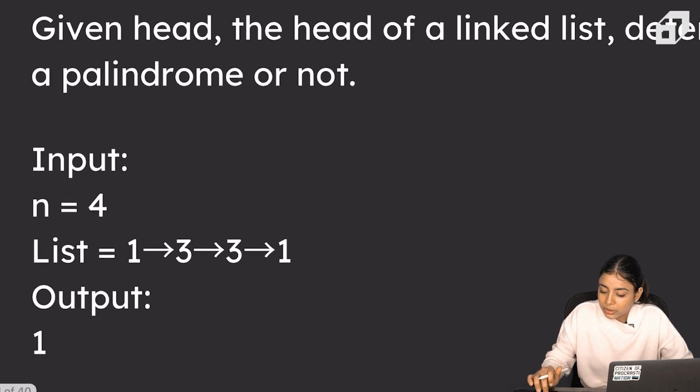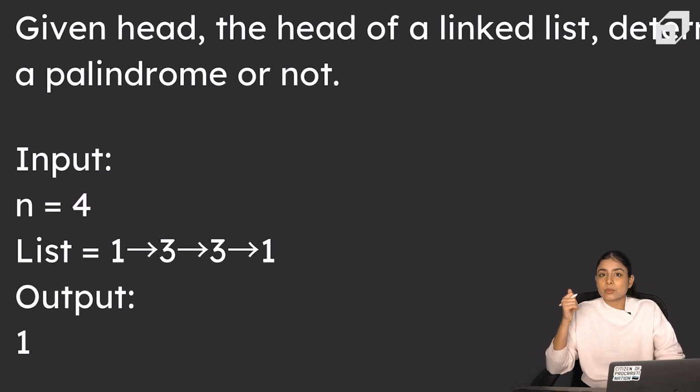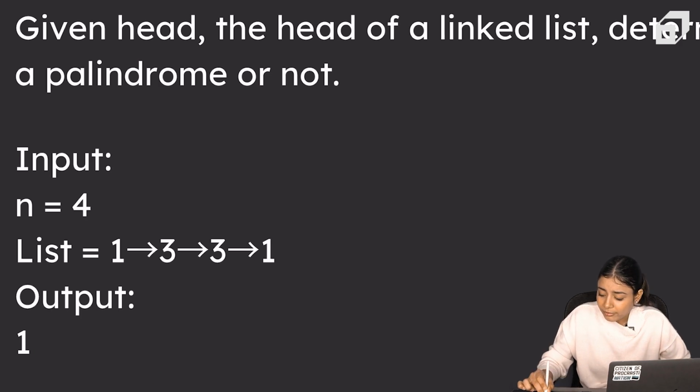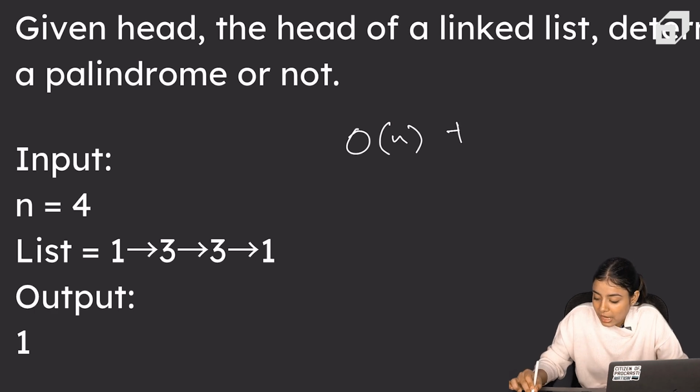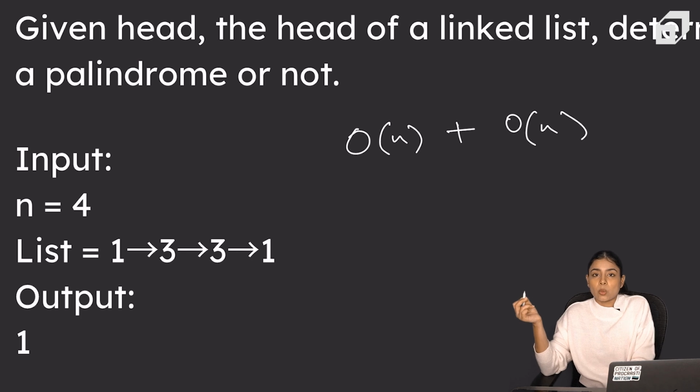So that is one way to do it. Another way, a slightly better way to do it. So in this solution that we just discussed, we'll have to reverse the entire linked list and check if both are equal, right? So reversing the entire linked list will take O of n time, and then checking if they're equal or not will again take O of n.